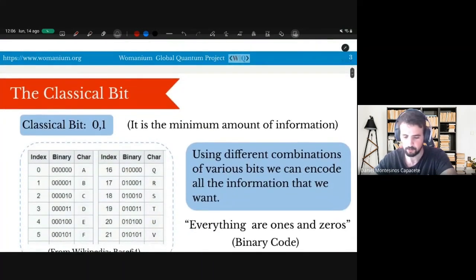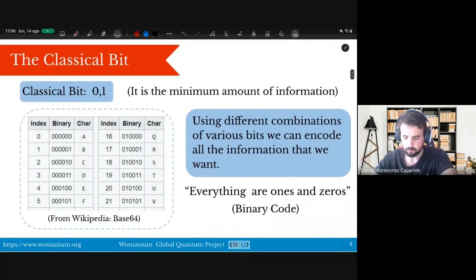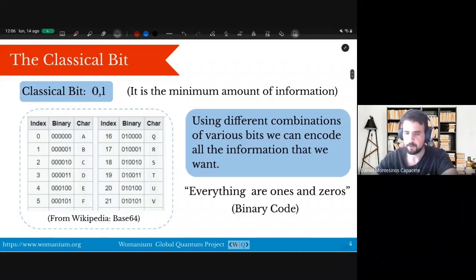So let's go straight. Basically, for computing, everything we see in our phones, in our laptops, or whatever electronic device with a screen are zeros and ones. I guess you might have heard this before or not, I don't know, but you can encode anything you want in different combinations of zeros and ones.